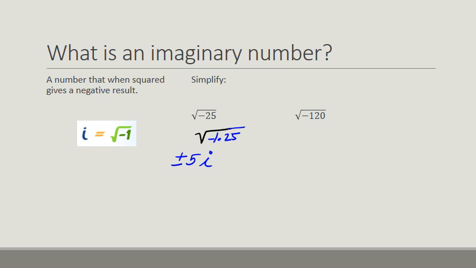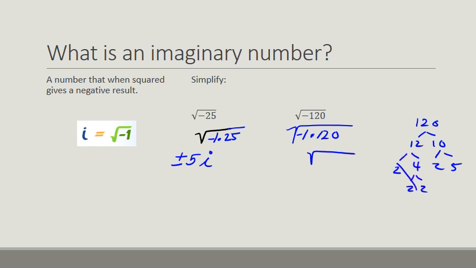Okay. If I were to simplify the square root of -120, again, it's -1 times 120. So we can take the i out and then simplify 120. 120 is 12 times 10, 2 times 5, 4 times 2, 2 times 2. So we're going to pull out 2 pairs of 2's. So we're going to get plus or minus 4i root 5. Put an extra i in there. So it's positive or negative 4i root 5.